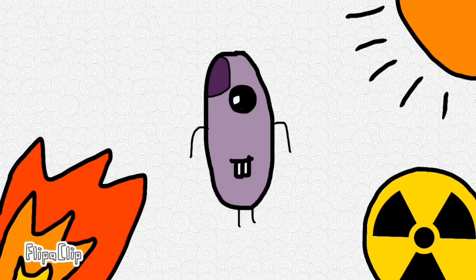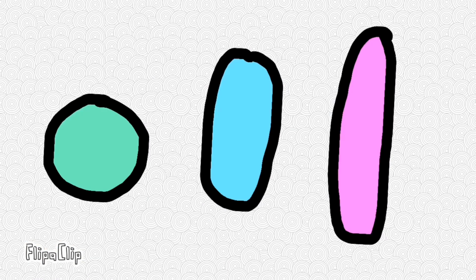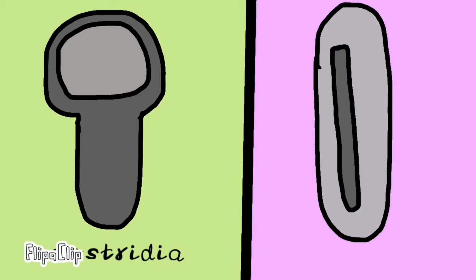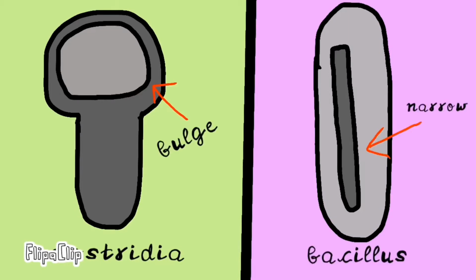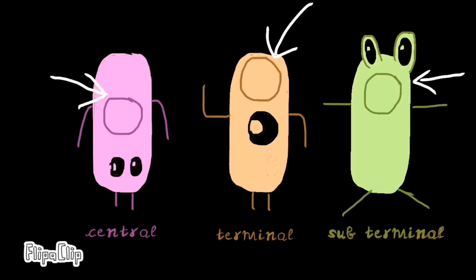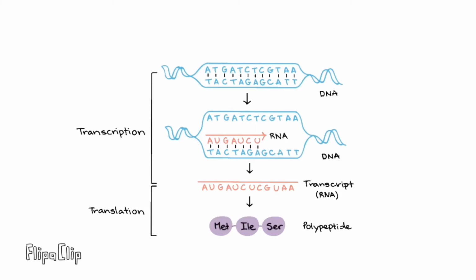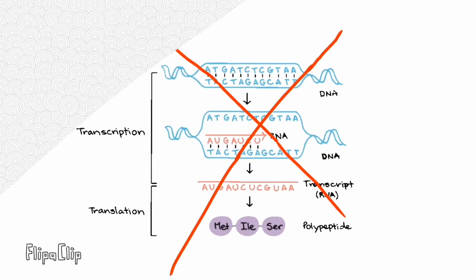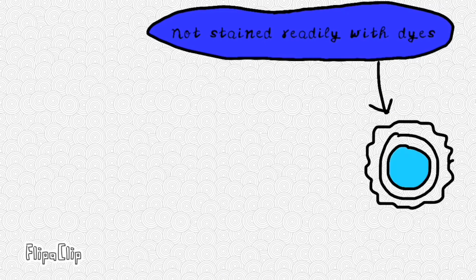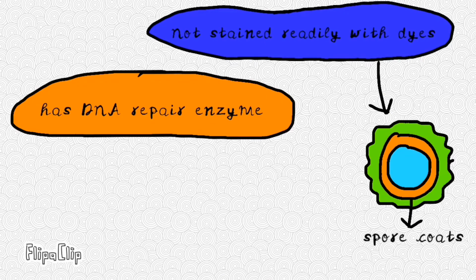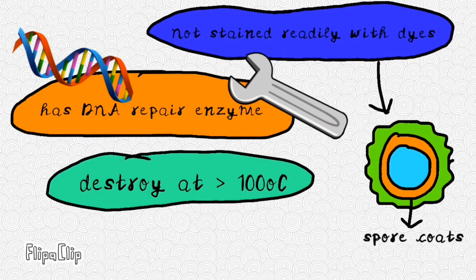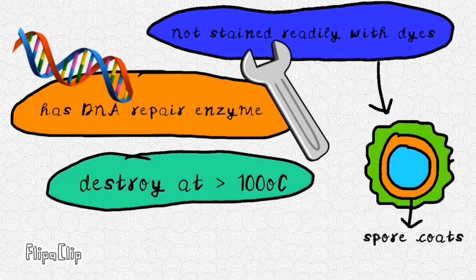The spore is highly resistant to heat, dehydration, radiation, and chemicals, and it appears spherical, oval, or elongated in shape. The endospore of Clostridia is bulged, while that of Bacillus is narrow. The position of the endospore may be central, terminal, or subterminal, and transcription, translation, and metabolic activity are absent. Spores are also not stained readily with dyes because of spore coats, and they have DNA repair enzymes. They are destroyed only at more than 100 degrees Celsius by burning and autoclaving.